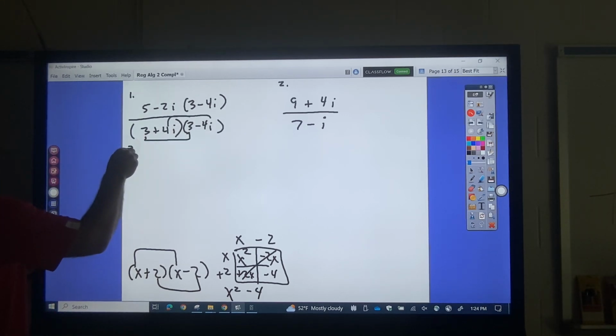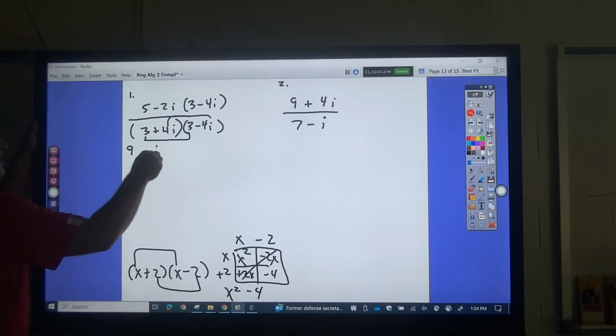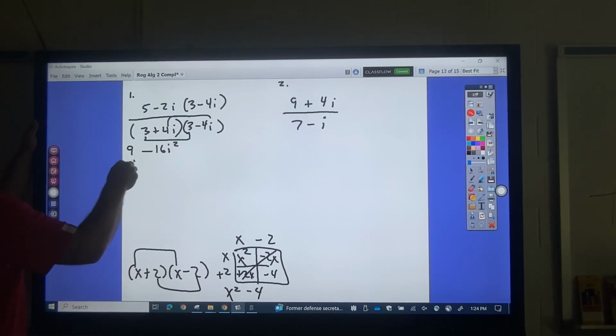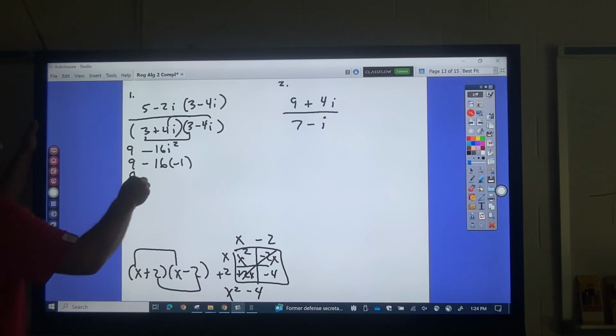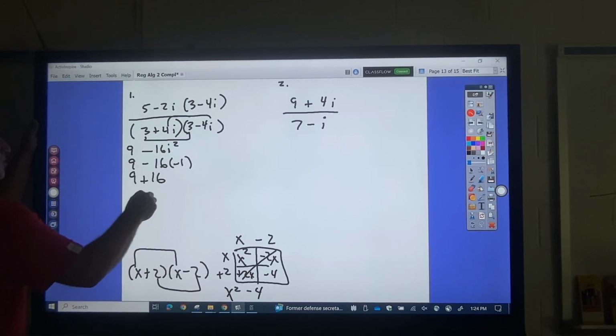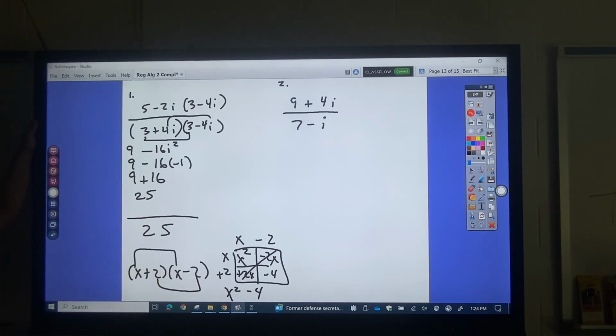3 times 3 is 9. 4i times negative 4i is negative 16i squared. Well, what is i squared? Negative 1. So negative 16 times negative 1 would be positive 16, which makes that 25. Okay? So that's what's going to be on the bottom part.